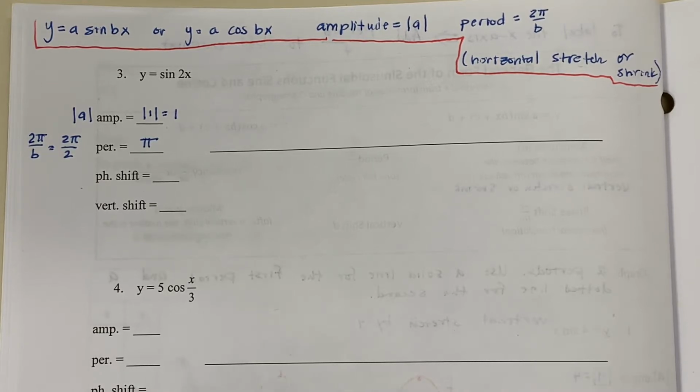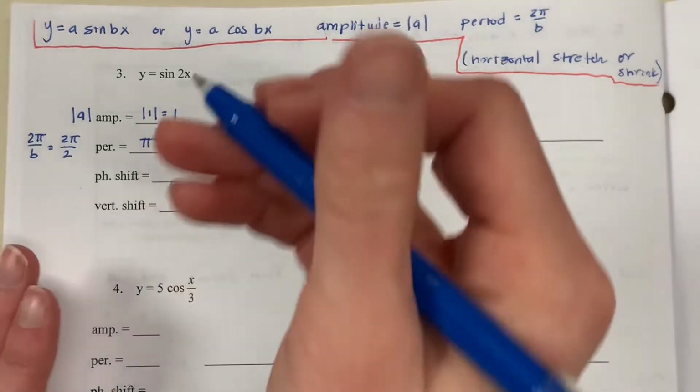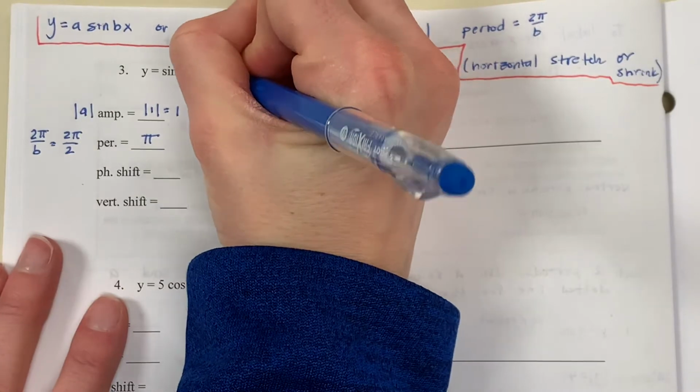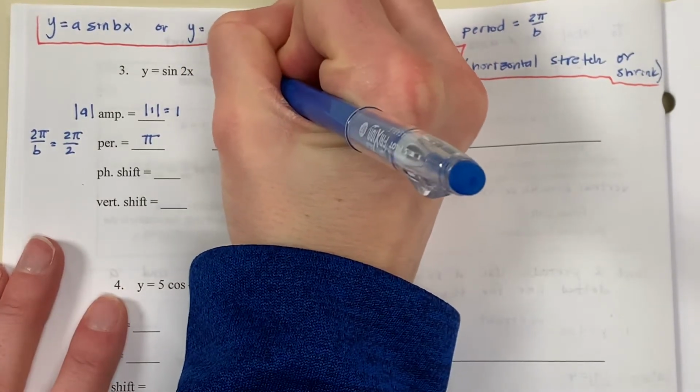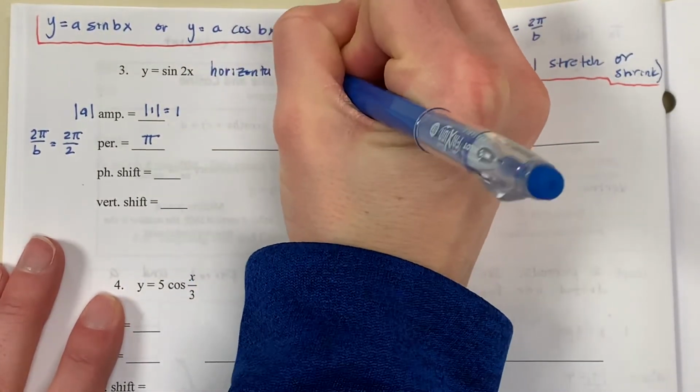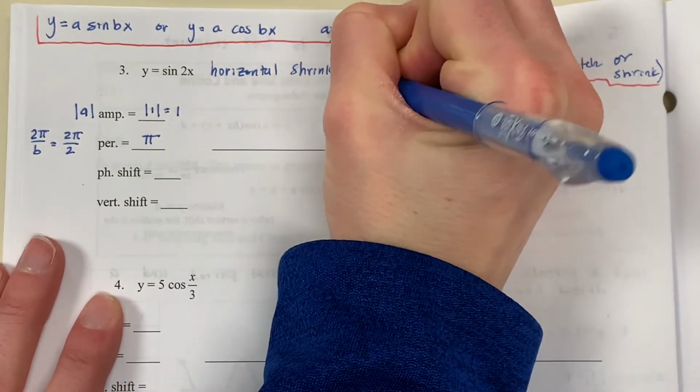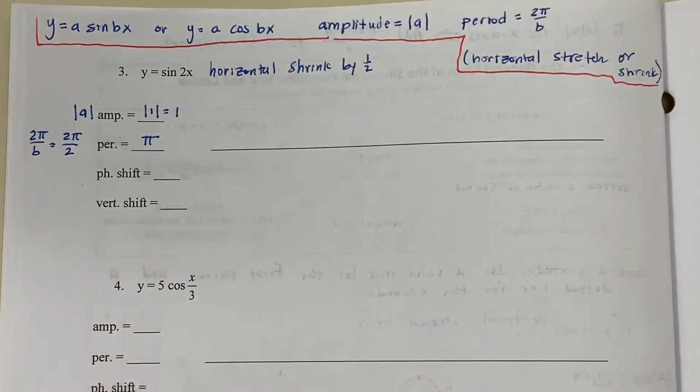In my parent function, y equals sine x, the period is 2 pi. So notice I have shrunk my period, which means I am pushing my graph towards each other and shrinking it. Notice pi is half of 2 pi, so I have a horizontal shrink by 1/2. Again, that's noted as my period is half the length of the parent function.